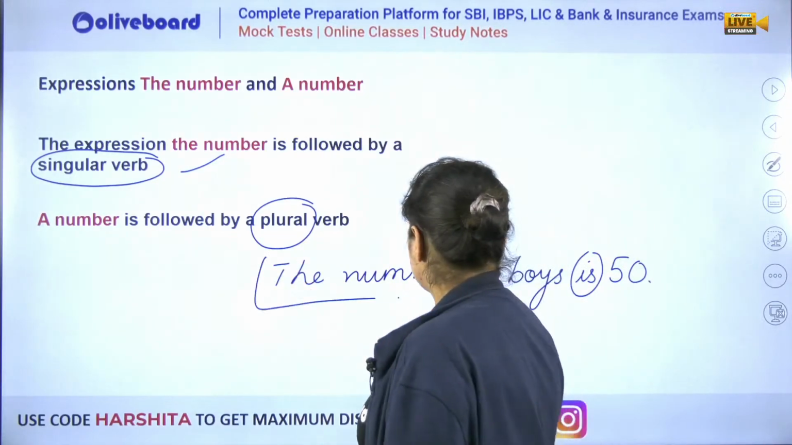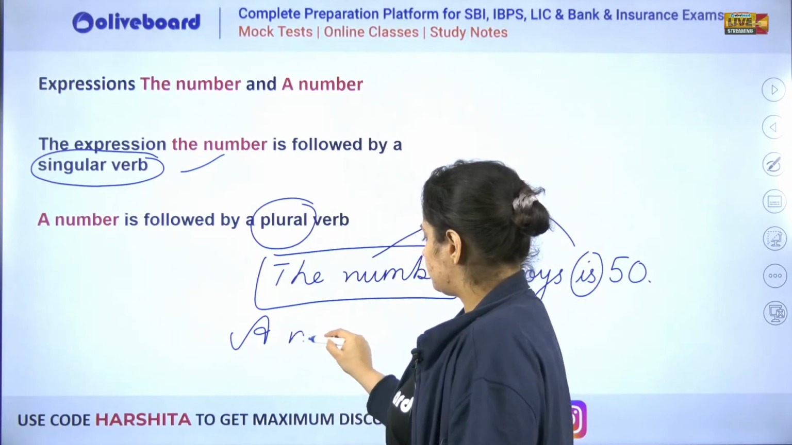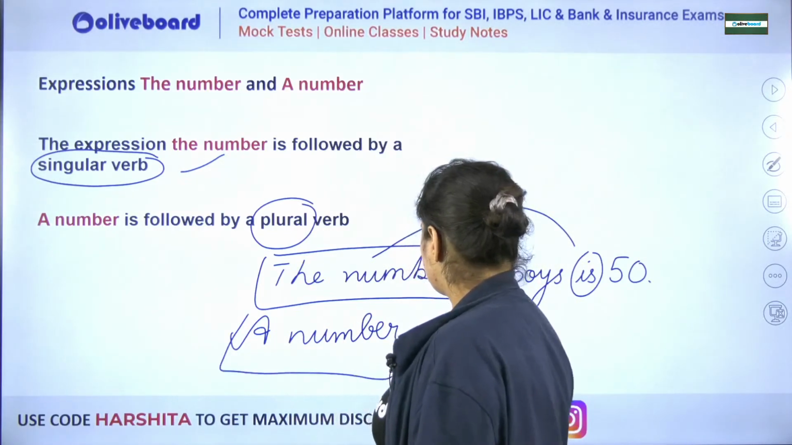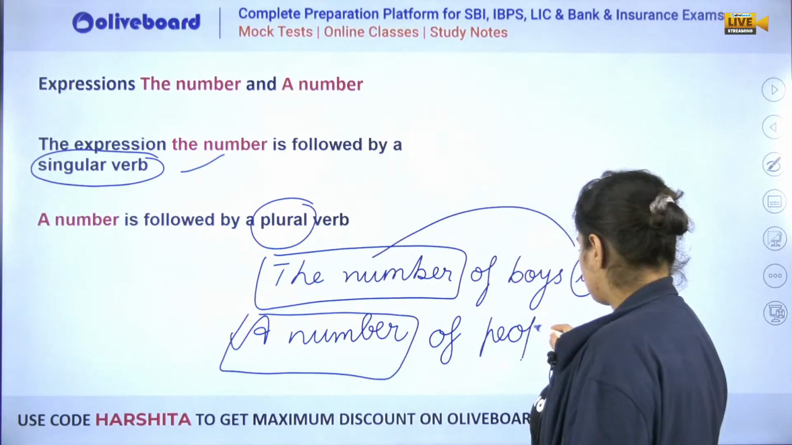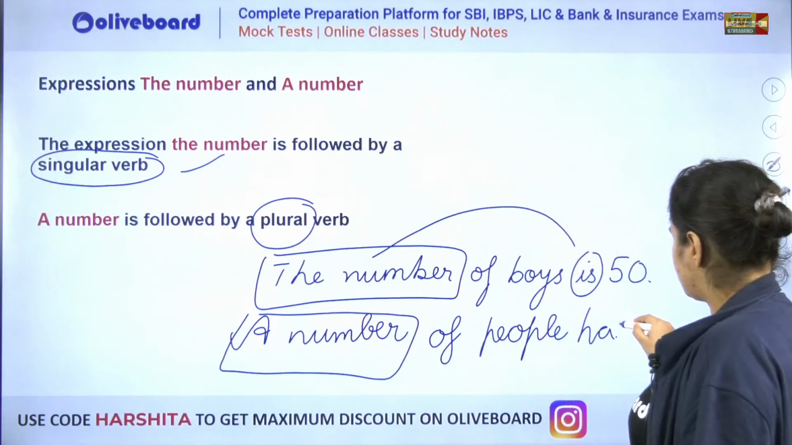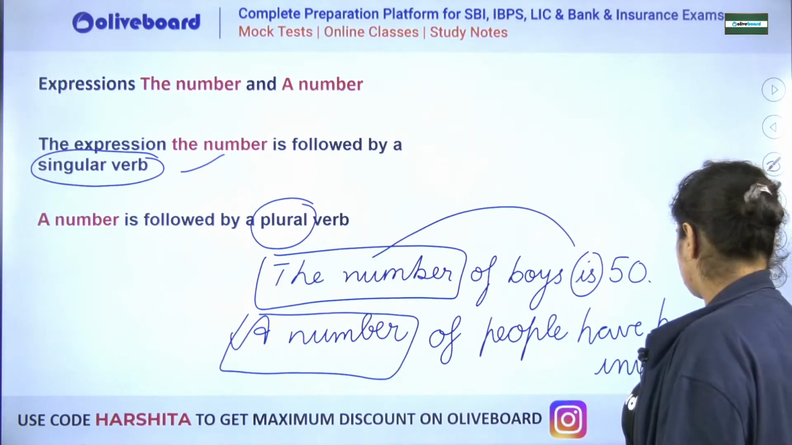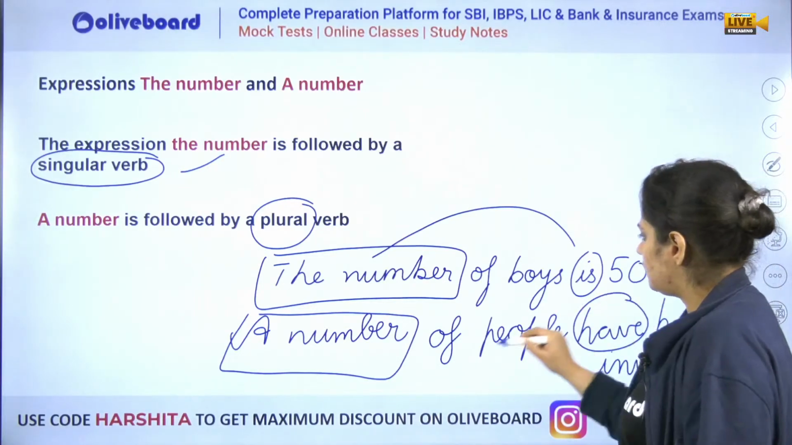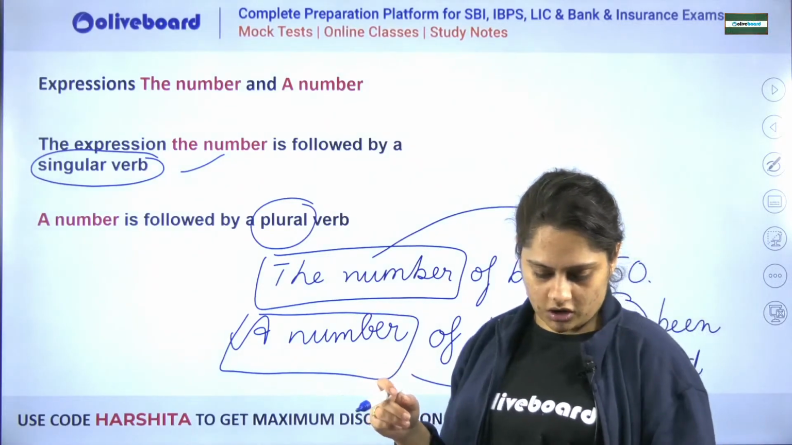Okay, a number of people have been invited. So have is for a number. So this is how you know this rule. Always check.